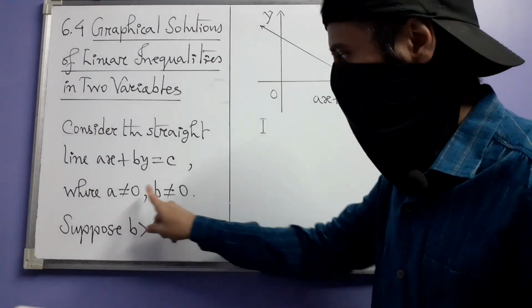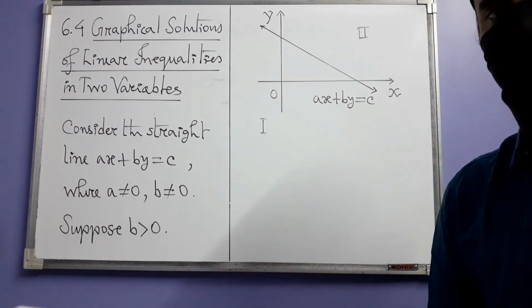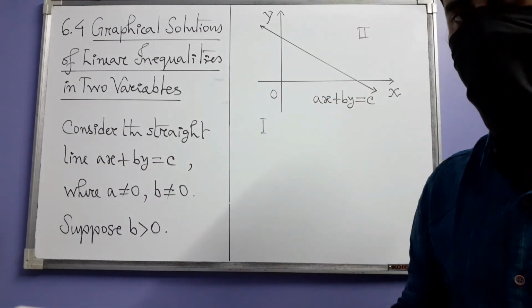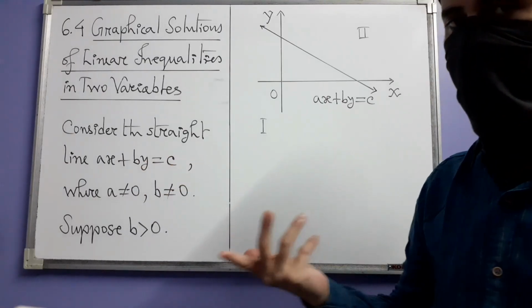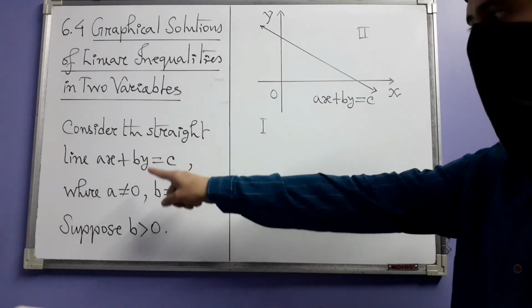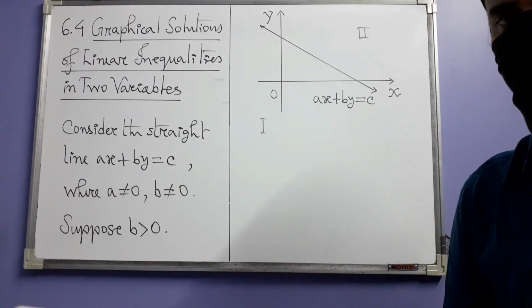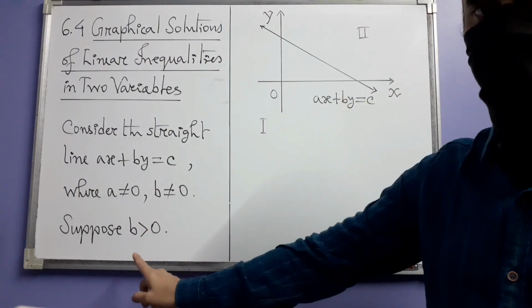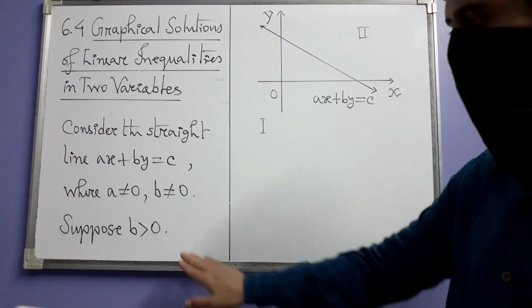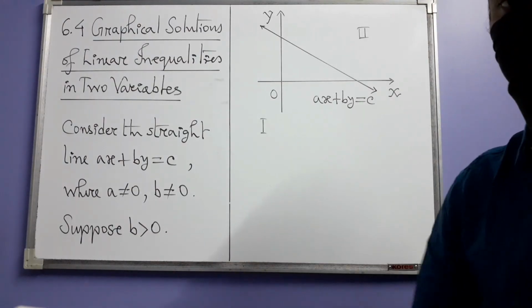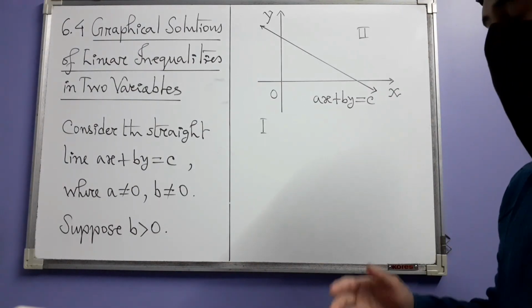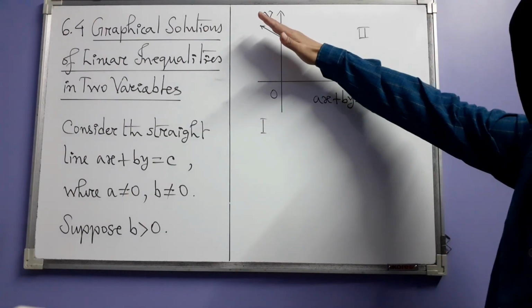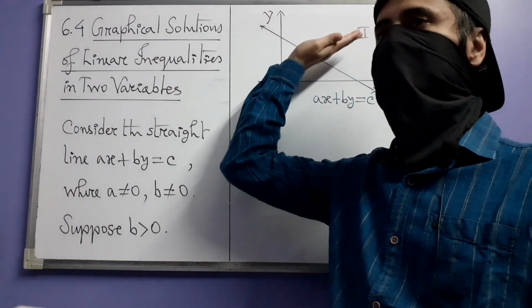Where a and b are both not equal to 0. You also understand that a, b and c are real numbers, x and y are variables. Now a and b are both non-zero, and suppose b is positive. Being non-zero, b can be negative also, but we are considering the case where b is positive. Now if we imagine the graph of this straight line, it will look either like this or like this.